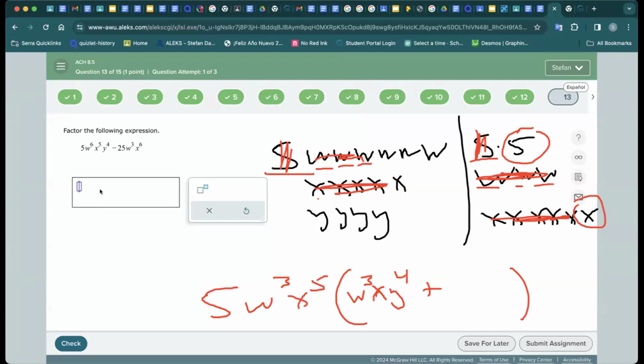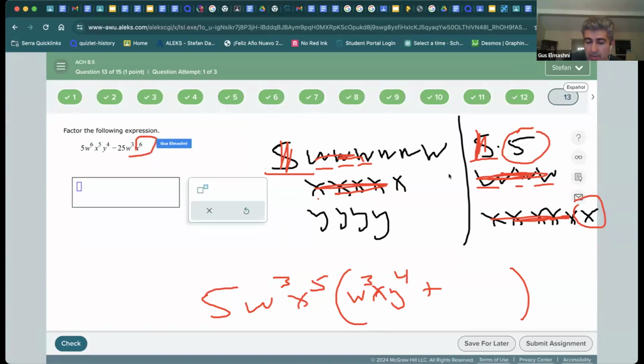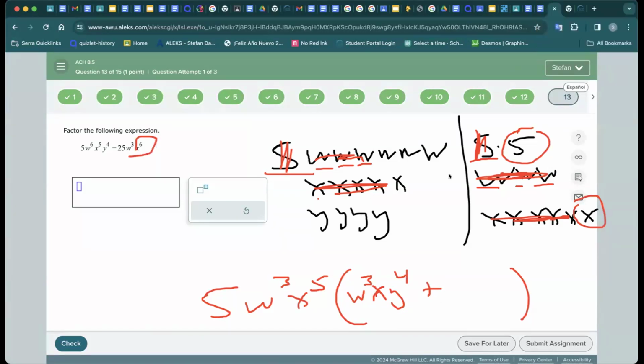Five. Hold on, I can't circle it for you. The zoom camera doesn't matter. You took 5x away anyway. You had x to the 6th, you took five x's out. So it's just 5x. 5x, good. Okay.